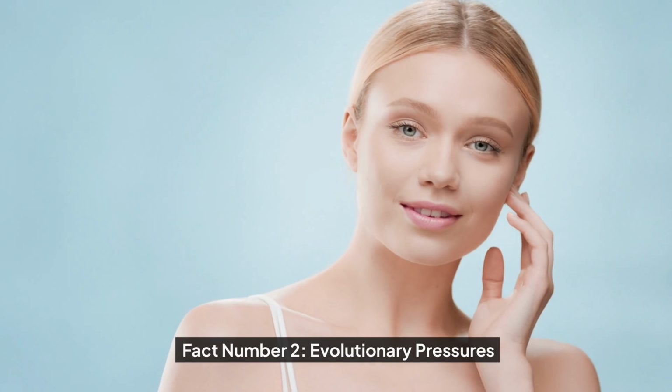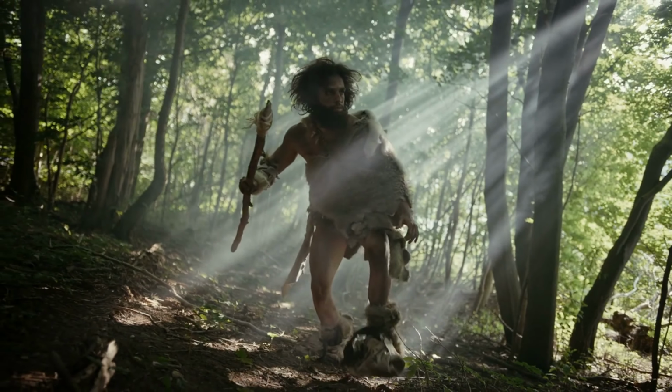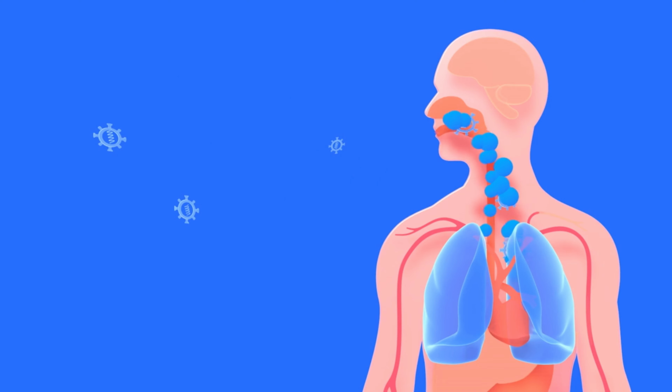Fact number 2. Evolutionary pressures. Evolution plays a critical role in shaping facial diversity. Human ancestors lived in varying environments that favored certain physical traits. For example, nasal structure often correlates with climate. Narrower noses are more common in colder, drier climates, while broader noses are prevalent in warm, humid regions. These adaptations optimize respiratory efficiency by regulating the temperature and humidity of the air before it enters the lungs.